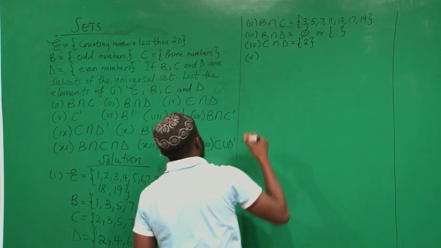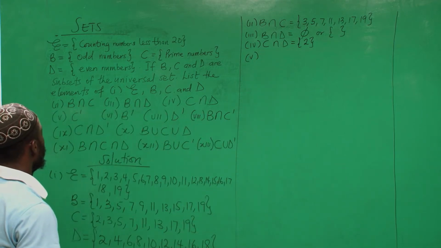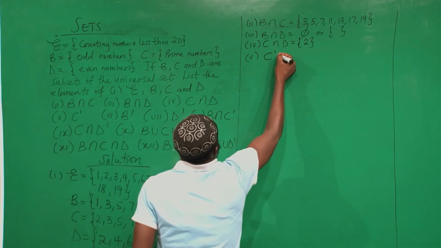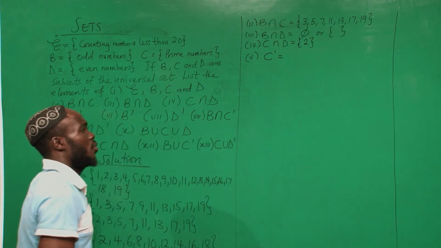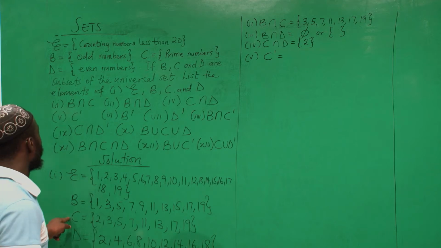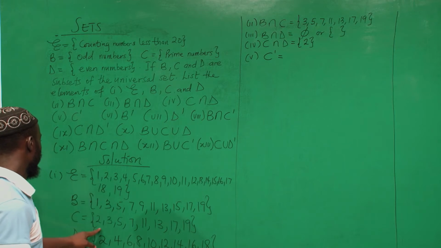Let's move to V, C complement. What did we say about complement? We said you are supposed to compare that set to your universal set. Elements which are in the universal set and can't be found in that particular set are what we write down. So we need to compare C to the universal set. What elements are here and they are not there?